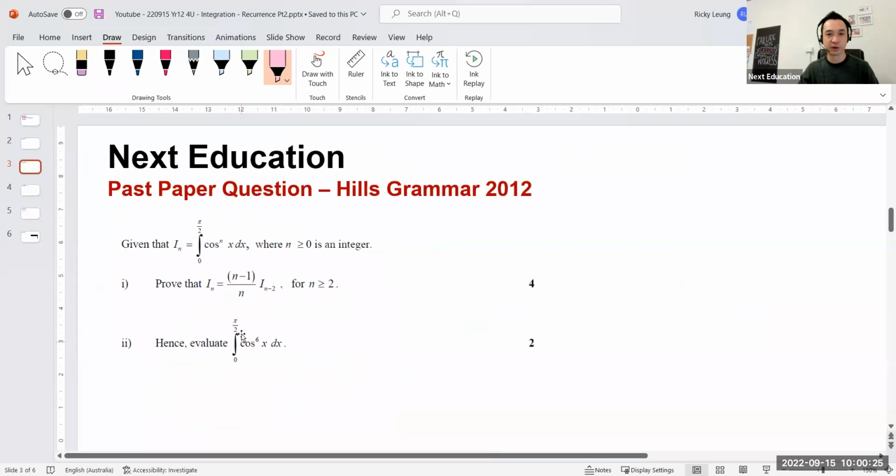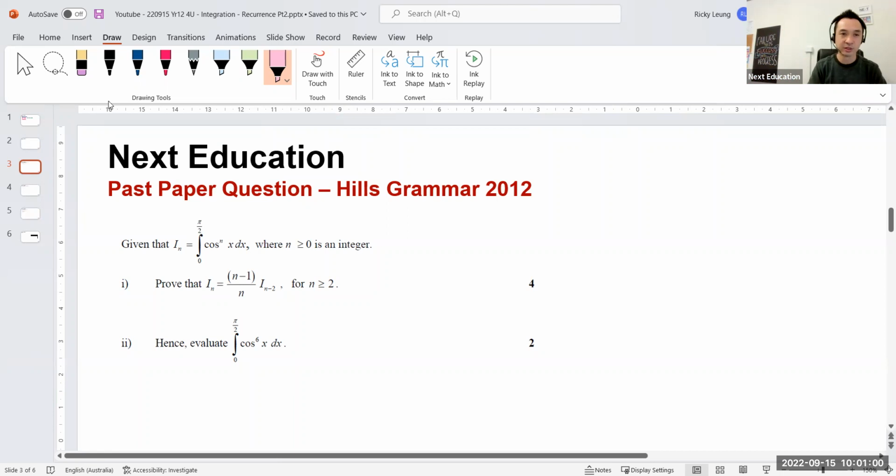First question from Hills Grammar. When it comes to trig, it can't be more classical. There are two types of questions, so two buckets is probably the best way to do it. There's sine and cos, and there's sec and tan. They go hand in hand, and the reason I want to distinguish them is because the approach you take for both of them is the same. Sine and cos have the same approach. Sec and tan have the same approach.